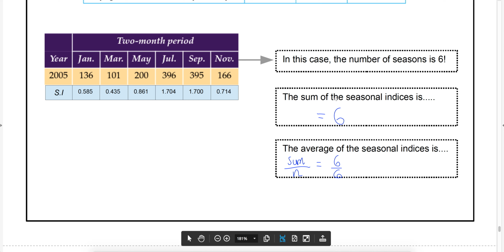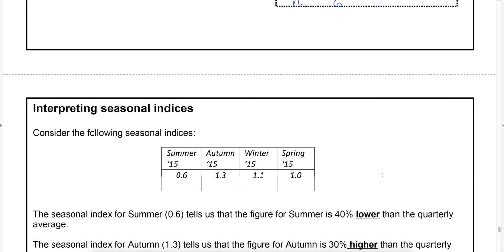It's going to be, the sum is 6, so 6 over 6 is 1. And I mentioned that earlier, that the average of the seasonal indices will always be 1. So what do they actually mean?